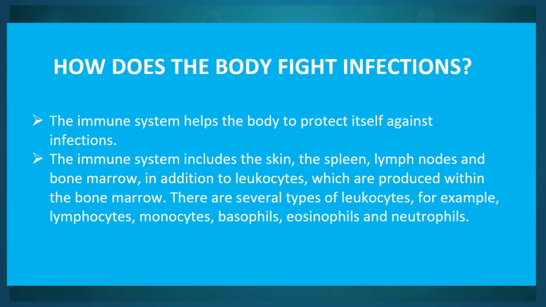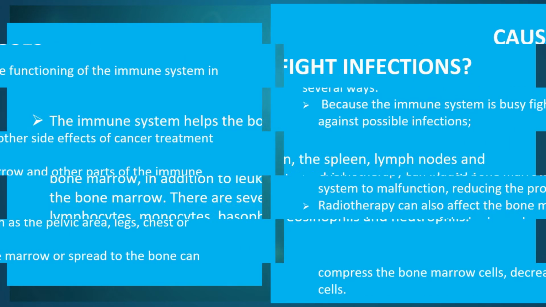The immune system helps the body to protect itself against infections. The immune system includes the skin, the spleen, lymph nodes, and bone marrow, in addition to leukocytes, which are produced within the bone marrow. There are several types of leukocytes, for example, lymphocytes, monocytes, basophils, eosinophils, and neutrophils.